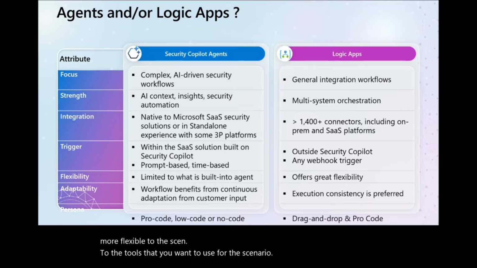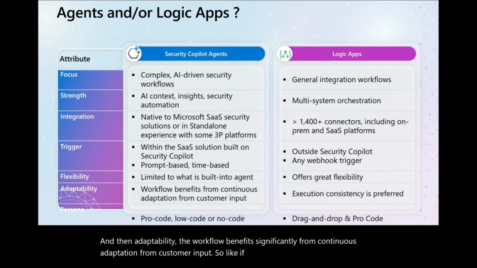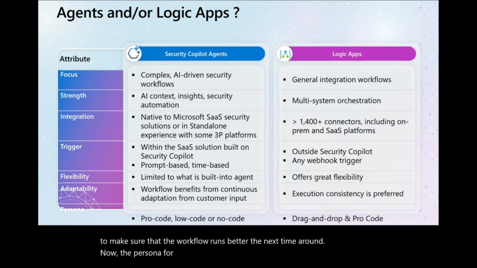And then adaptability. The workflow benefits significantly from continuous adaptation from customer input. So if a specific run went great, the workflow can learn from that. And if a specific run did not, it can improve itself to make sure that the workflow runs better the next time around. Now, the personas for these agents are really a variety of different personas.